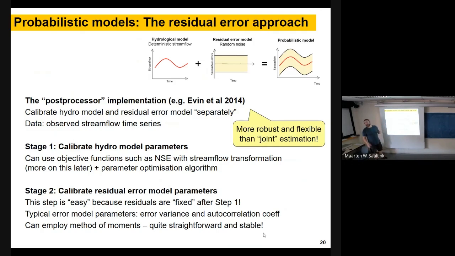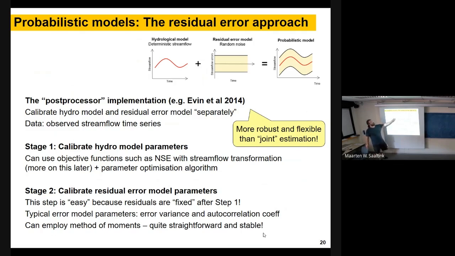In the first stage, we calibrate the hydrological model parameters using a potentially relatively simple objective function without trying to put in the full error model. This can be done, let's say, with parameter optimization, least squares type with some transformations potentially. And then the second stage is where the residual errors come in.